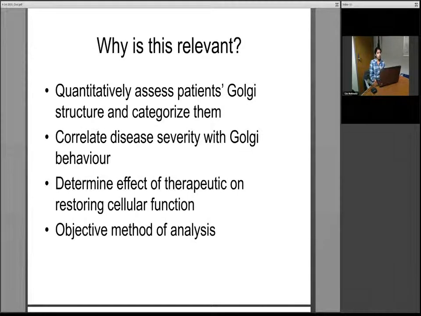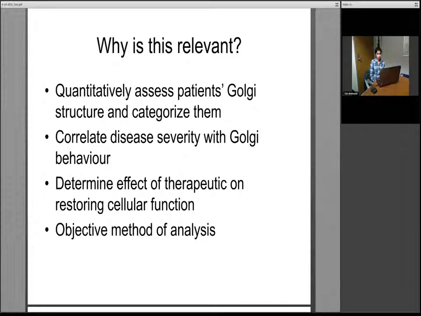So the next question is, why would this information be relevant to me and for the scientific community? By being able to quantitatively assess changes in Golgi morphology in these patients, we would be able to stratify or categorize them into different groups, depending on whether the Golgi abnormality is very severe, very mild, or intermediate. This kind of stratification would provide us clues towards correlating the severity of disease with the behavior of the Golgi.